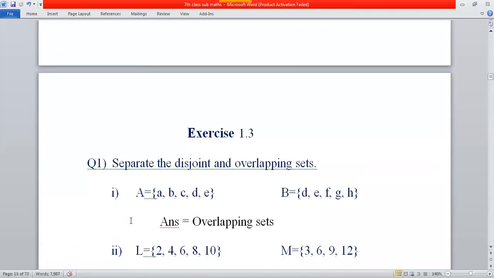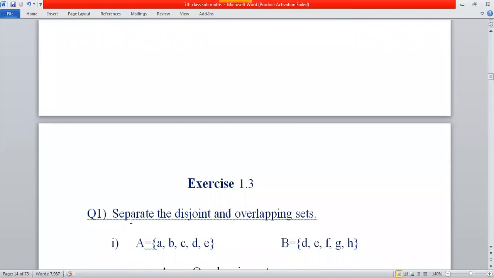The first question of the exercise is very easy, and mostly such questions come in MCQs, because in short questions it is not possible, as the answer is in one word. So how will it come in MCQs? Maybe they give you two sets like this, and the options are disjoint sets, overlapping sets, subset. Like this, they give you different options and you choose the correct option.